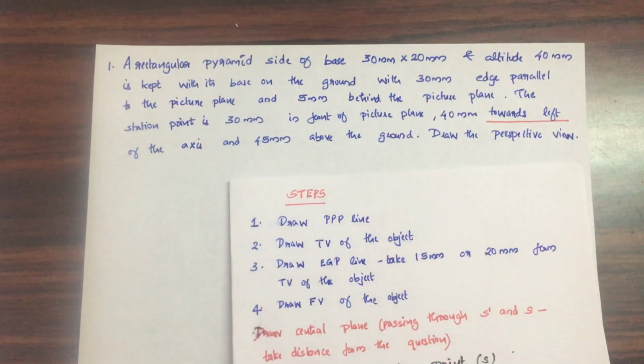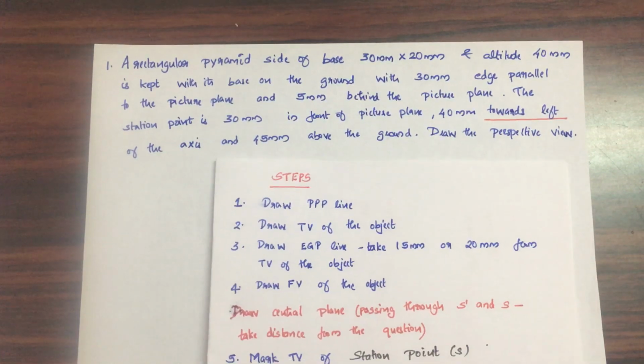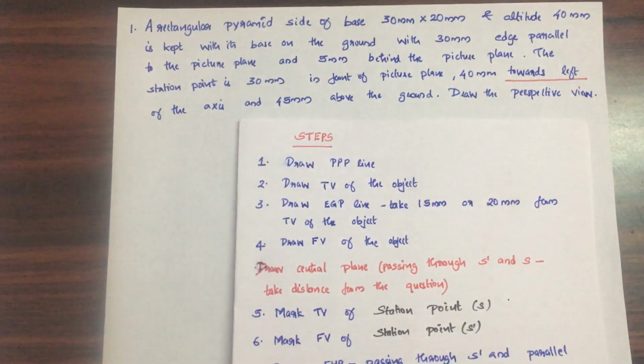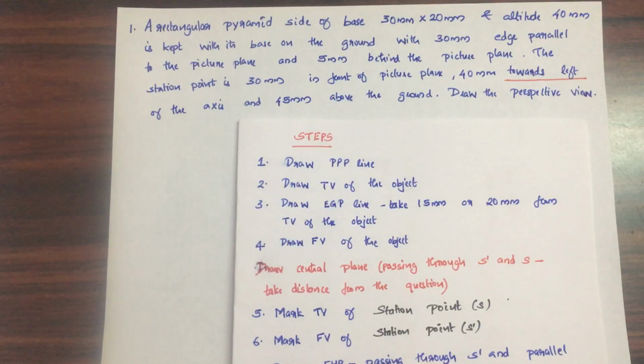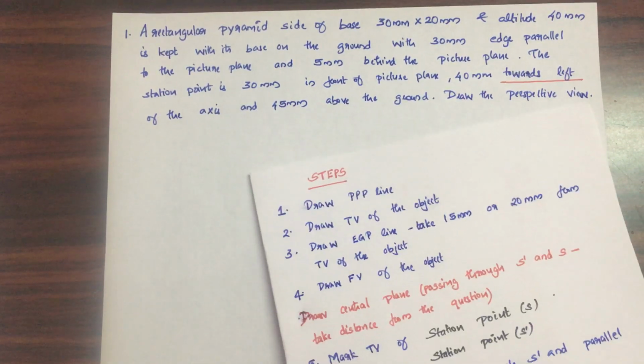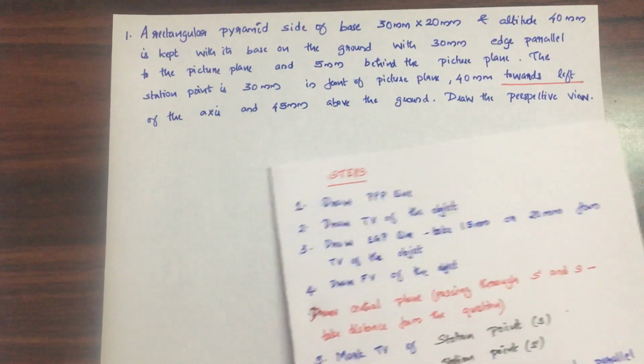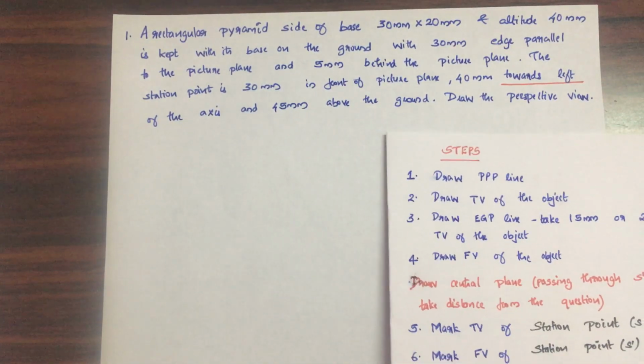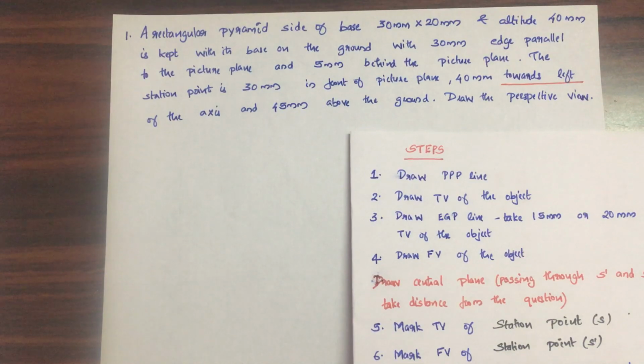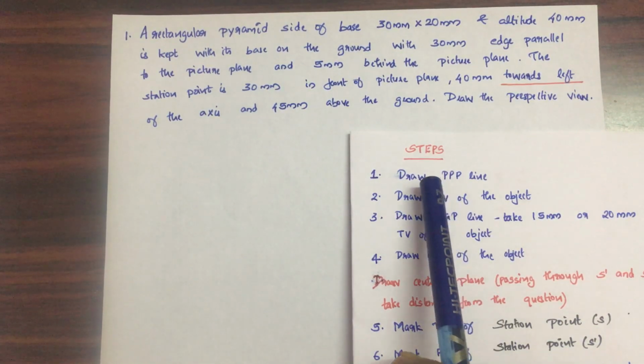So, initially you have to remember the steps involved in any problem of a perspective projection. Initially you have a total number of steps. The very first one is to draw the PPP line. Before getting into the problem, we should ensure how we will start. Ensure that you are placing the A4 size sheet of a notebook in a vertical or portrait manner rather than in a landscape manner. So, initially you are drawing the PPP line.